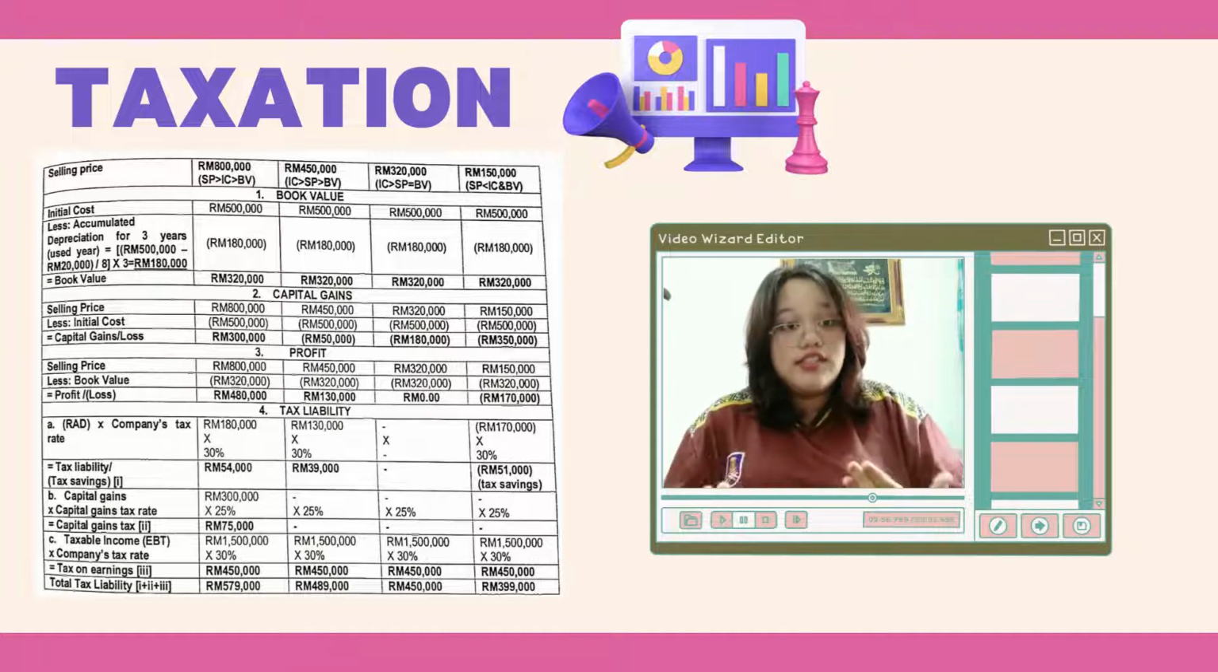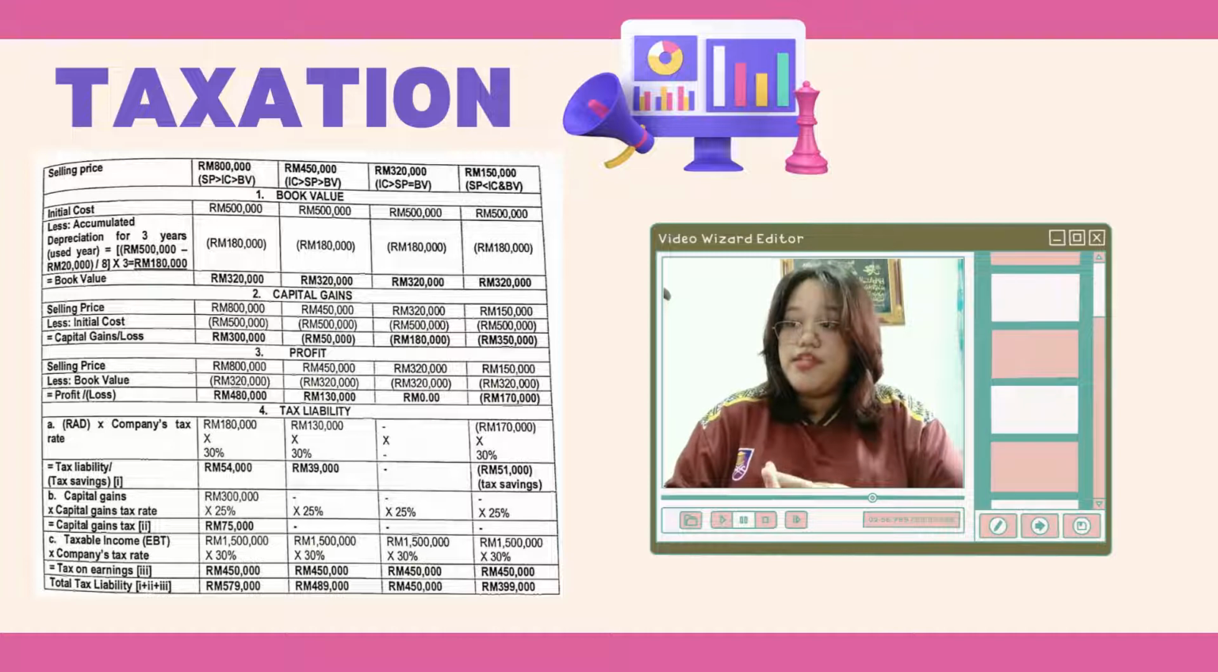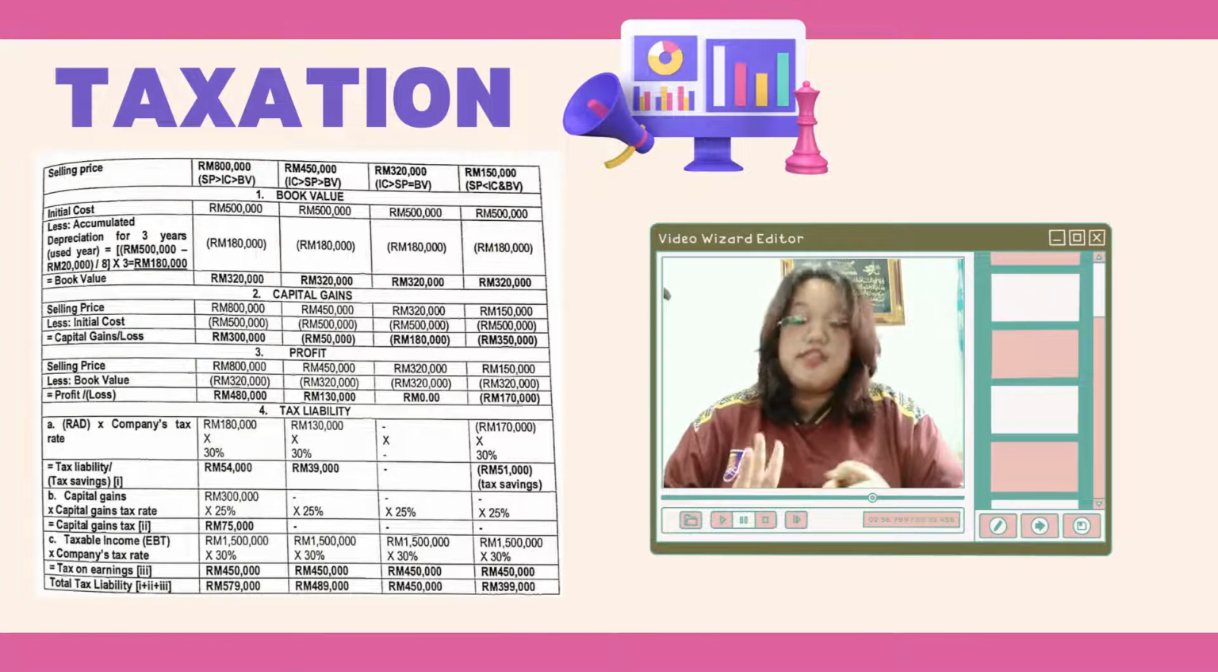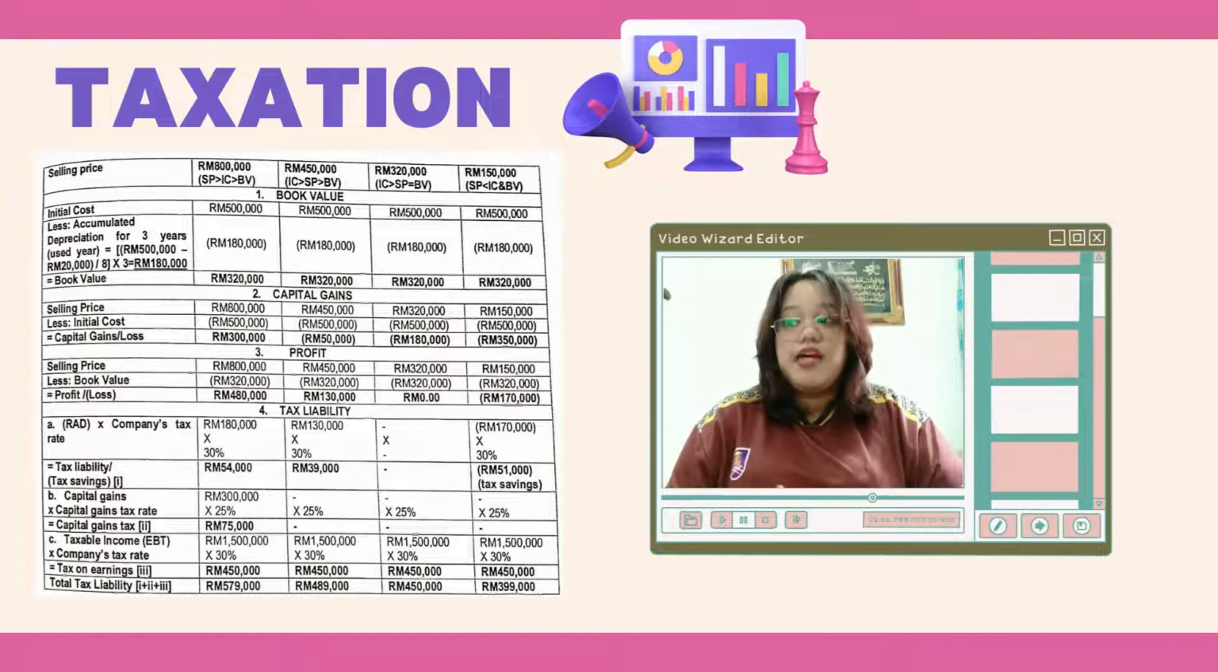And then for the total tax liability, you have to sum up three things, which are the tax liability, the capital gain tax, and also the tax on earning. So 54,000 ringgit plus 75,000 ringgit plus 450,000 ringgit, and the total tax liability is 579,000 ringgit.